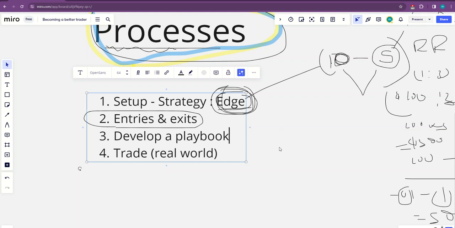Just find one setup. I know most people try to focus on 10 setups at the same time. Guys, that doesn't work. One setup is enough for you. And one thing you should understand is that just because you have a good setup, maybe it's a day 3 reversal, it's not going to happen every day. Maybe in a week you might find it once, in a week you might find it twice.